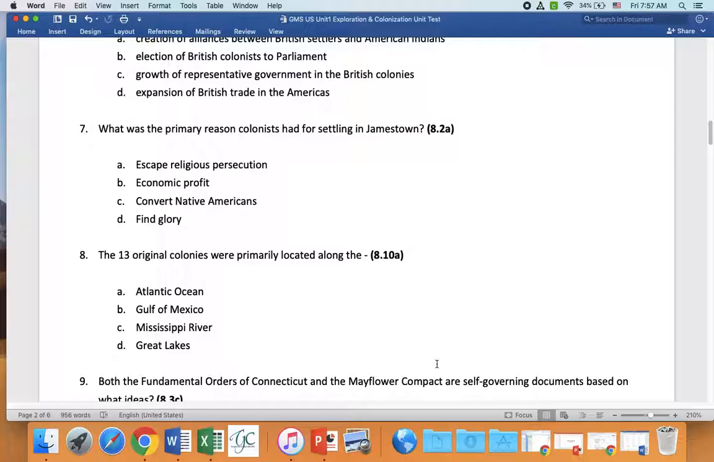Number 7. What was the primary reason colonists had for settling in Jamestown? A, escape religious persecution. B, economic profit. C, to convert the Native Americans. Or D, to find glory?